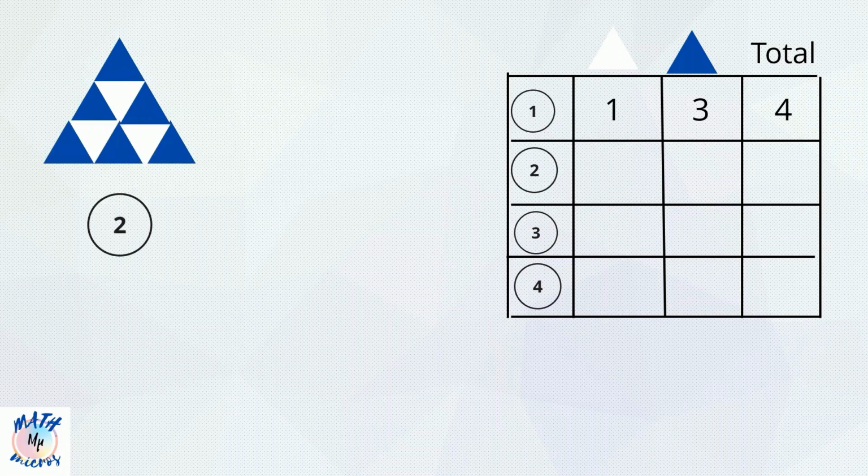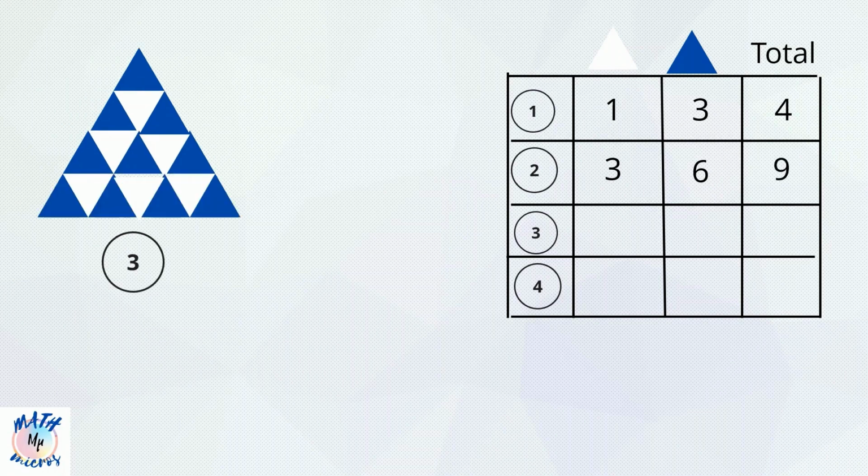Now the pattern number 2. Here I have listed it. So how many white triangles are there? As you can see, there are 3 white. And how many blue triangles are there? So when you count, it's going to be 1, 2, 3, 4, 5, 6. So alright, you have 6 blue triangles. And now the total of these two makes it 9.